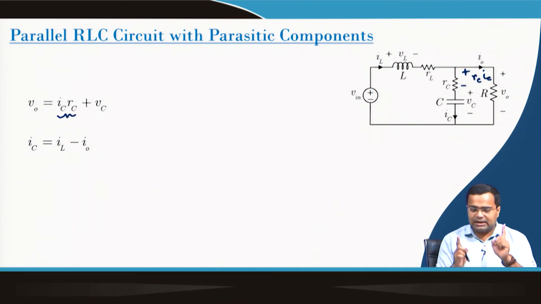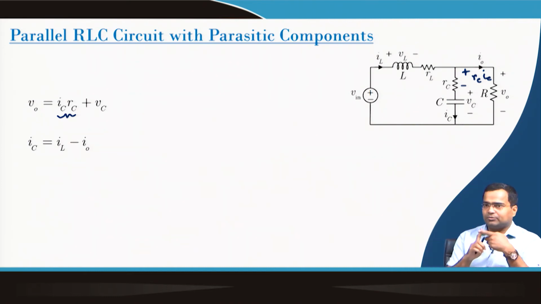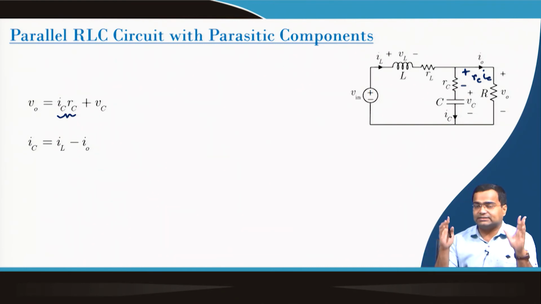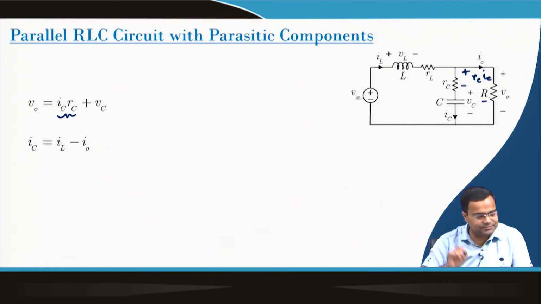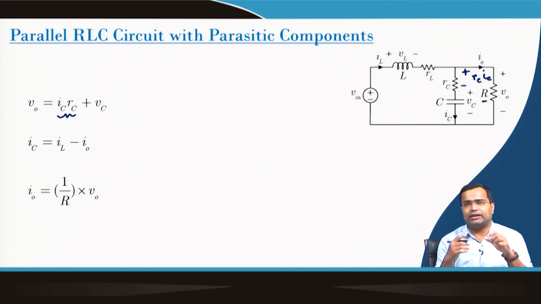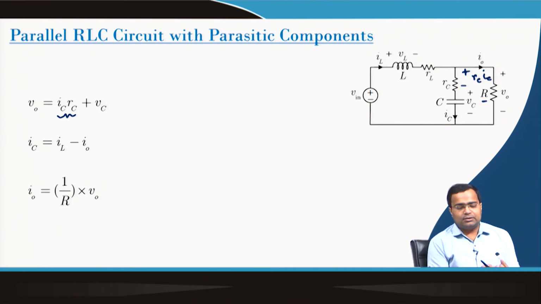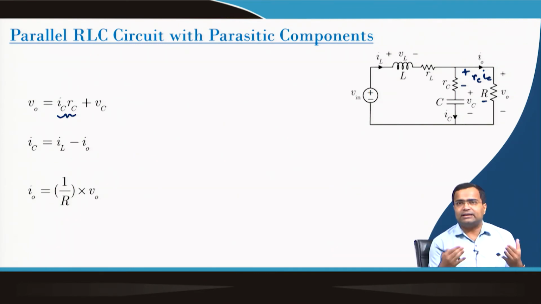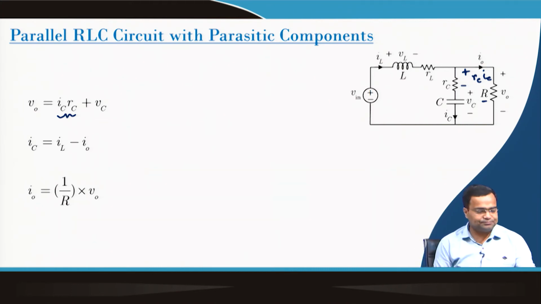But the capacitor current still remains the subtraction of the inductor current minus the load current, the load current which is going to the load resistance. In this case, this is a load resistance. So, if we use a resistive load, then we can get the current simply by dividing output voltage by resistance, that means V0 by R.